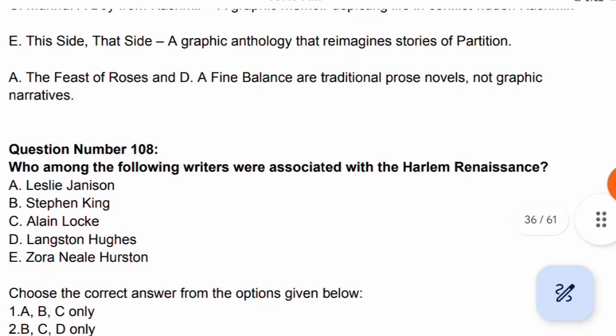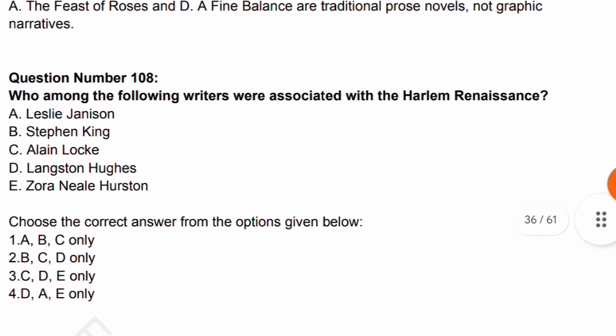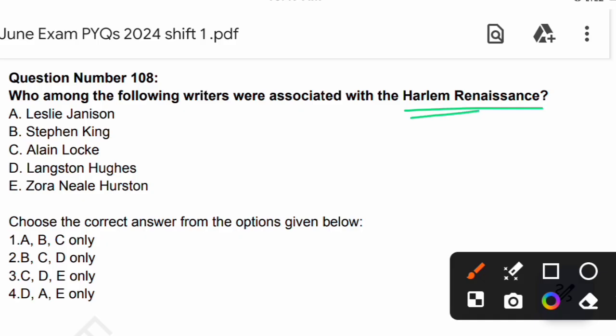next question. Question number 108: which among the following writers were associated with the Harlem Renaissance? Harlem Renaissance. One question you will definitely face from this topic. In the PGT exam also this question appears. Option A, Leslie Jennison; option B, Stephen King; option C, Alain Locke; option D, Langston Hughes; option E, Zora Neale Hurston.